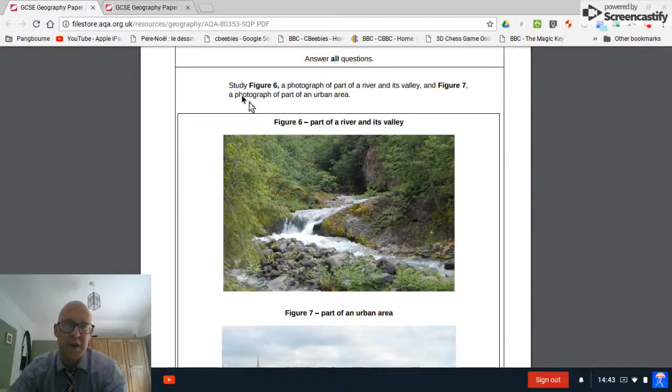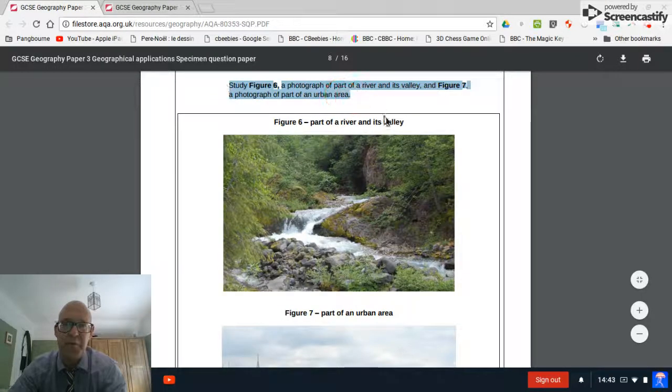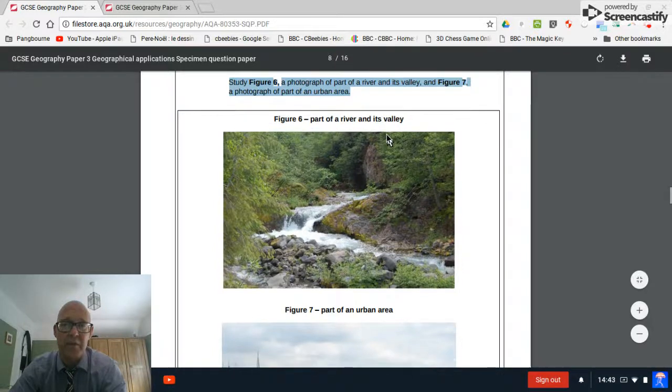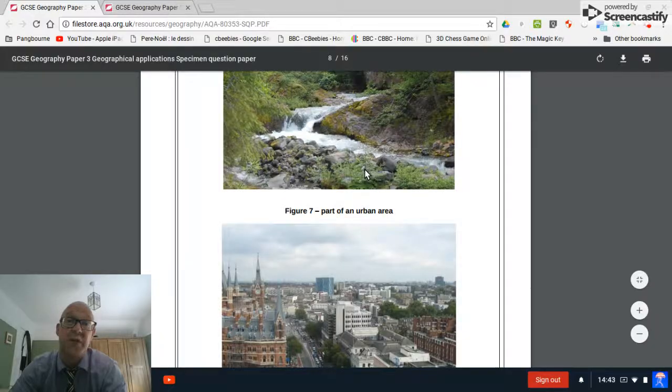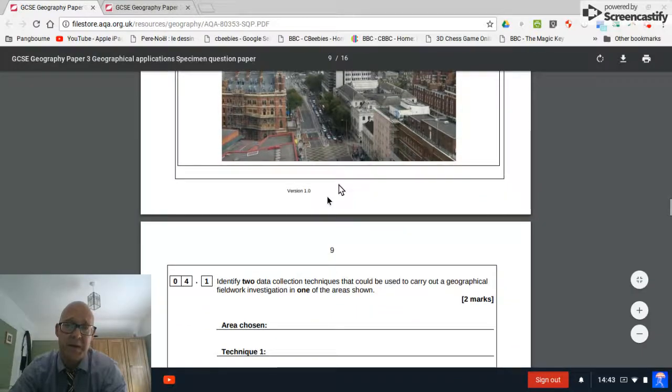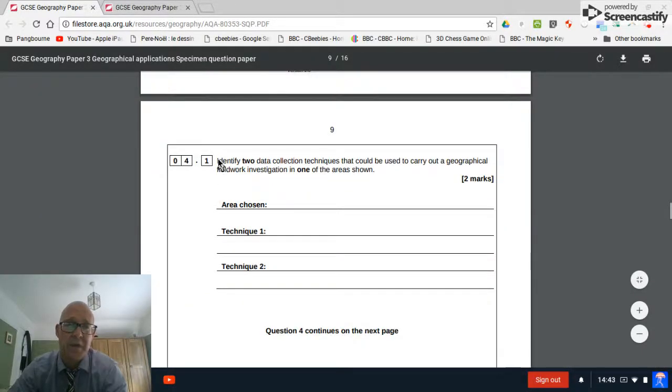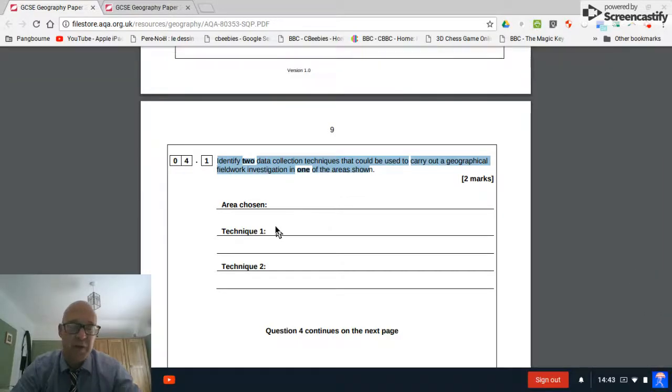I won't waste too much time on the obvious ones. The first one gives you a physical resource, a valley, and a resource of an urban area. Two little pictures to stimulate you to think there are 2 different locations, a physical and an urban. Simply, the question asks, identify 2 data collection techniques that could be used to carry out fieldwork in one of the areas. So you state your area, like a river, and technique 1, measuring velocity of the river, measuring the average size of the pebbles, measuring the width of the river, etc., etc.